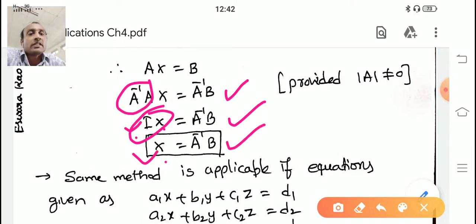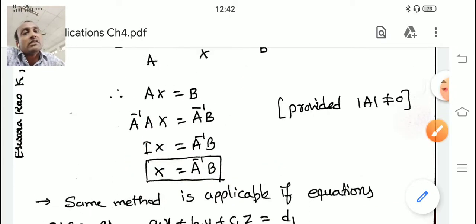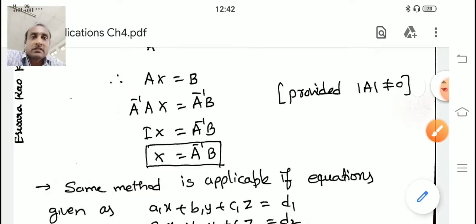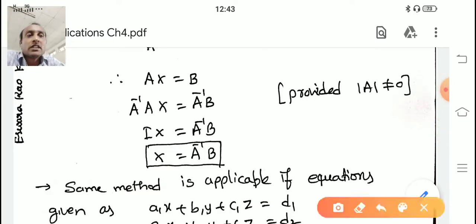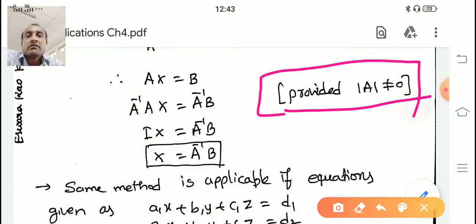This is equal to A inverse x. That means we have found the solutions for x and y values. What do you understand? To do this method, we need to find out the inverse. To find out the inverse, we should know the determinant of A. Because the determinant of A is 0, we can say that A inverse does not exist.